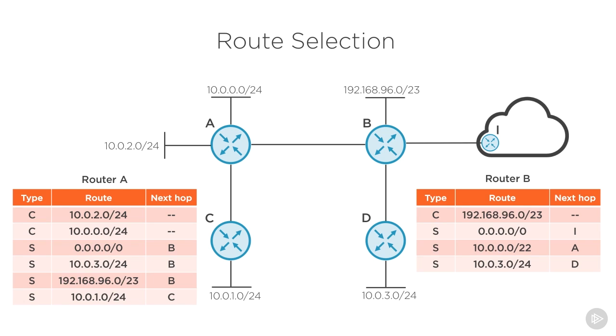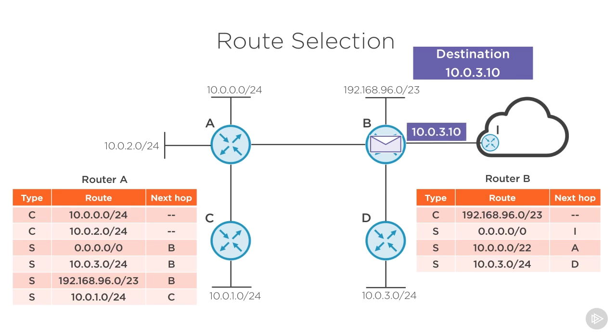I've set this up so that there is always going to be more than one matching route for our destination IP address. So here let's imagine that we have a message coming back from the internet with a destination IP address of 10.0.3.10. So that message gets forwarded into our network to router B. Router B is then going to do a route table lookup. So what it'll do is it's going to take that 10.0.3.10 destination IP address in the packet header, and it's going to compare it to each line in our routing table.